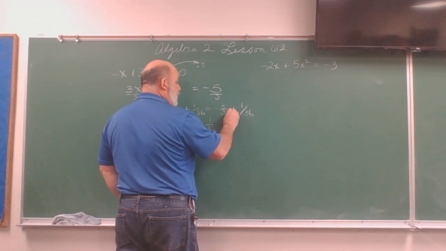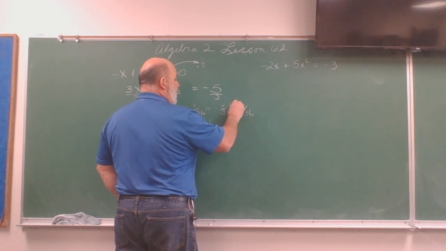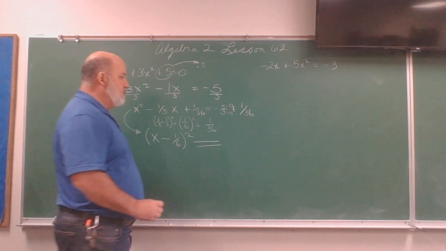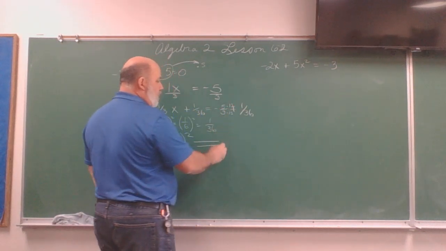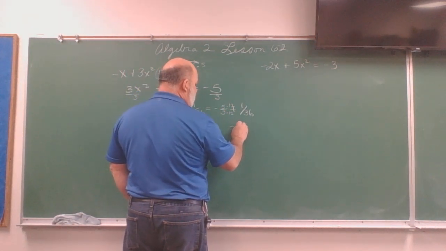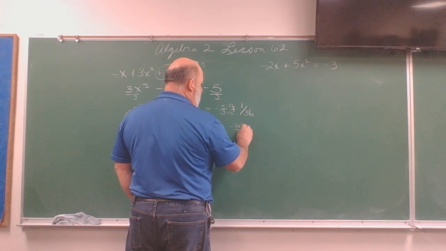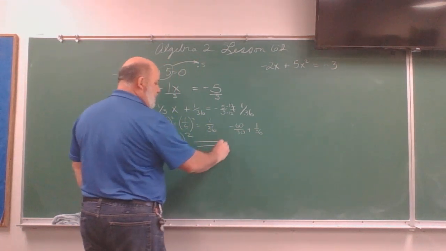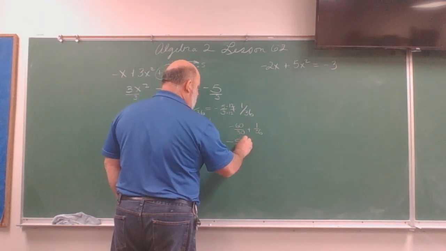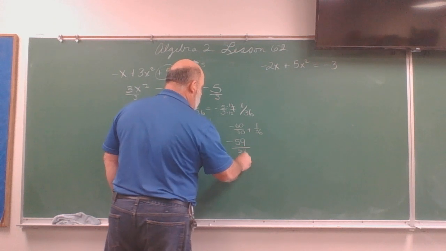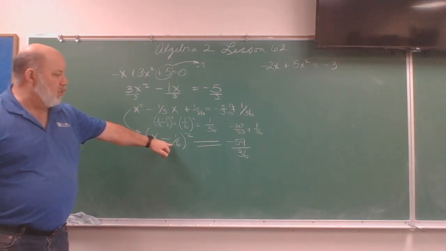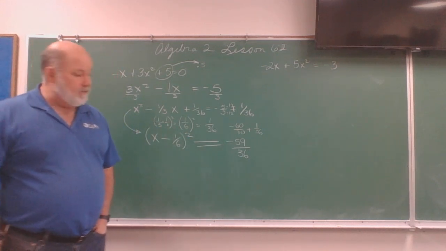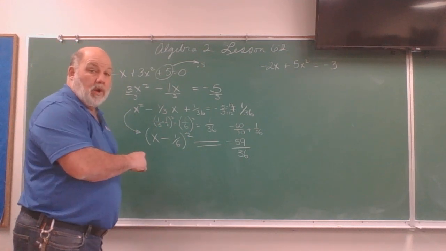In order to do that, I must find a common denominator. My common denominator will be 36, so I'm going to multiply by 12 over 12. I get negative 60/36 plus 1/36. That gives me negative 59/36. X minus 1/6 squared equals negative 59/36. I take the square root of both sides.